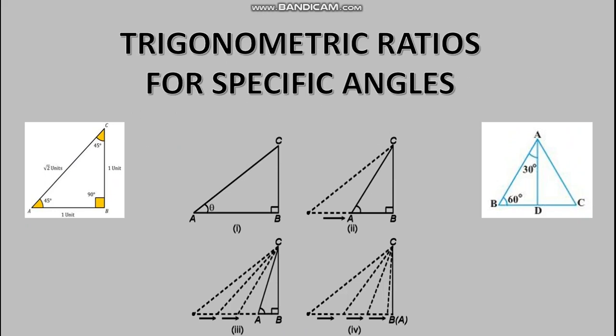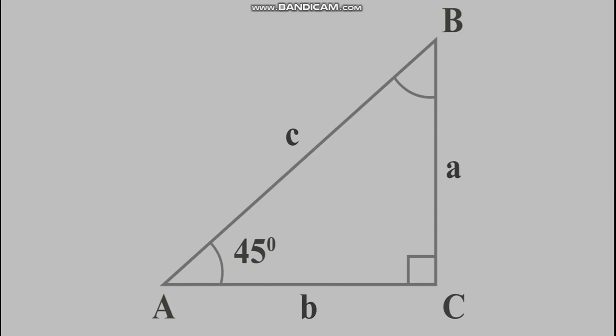If we consider a right triangle ABC right angled at B, then angle A and angle C are called acute angles. So we can define the trigonometric ratios with respect to angle A or with respect to angle C. And we have defined the ratios with respect to these angles when these angles are unknown. Now we are going to find the trigonometric ratios for some specific angles like 45 degrees, 30 degrees, 60 degrees, 0 degrees and 90 degrees.